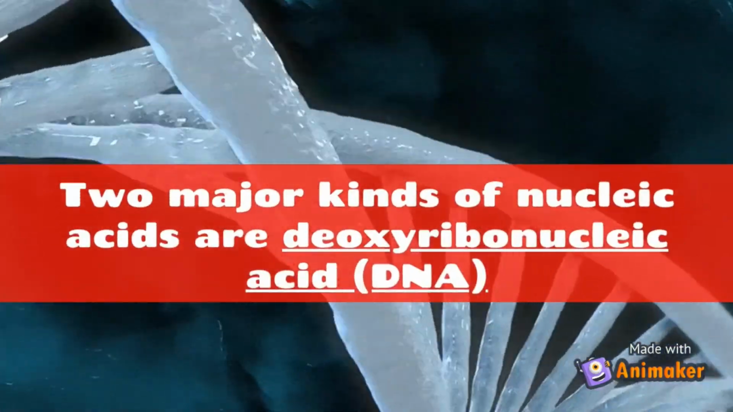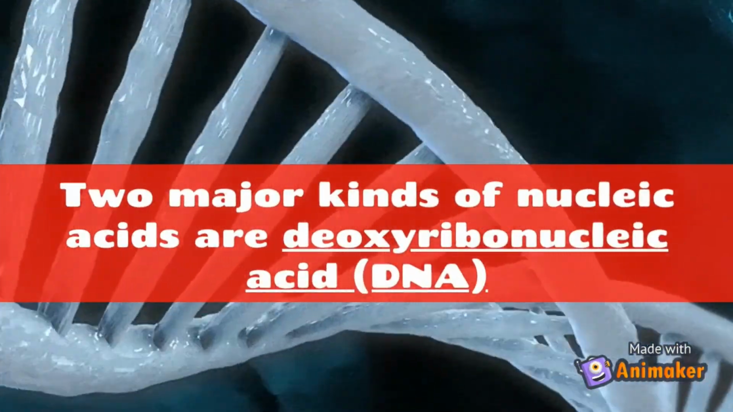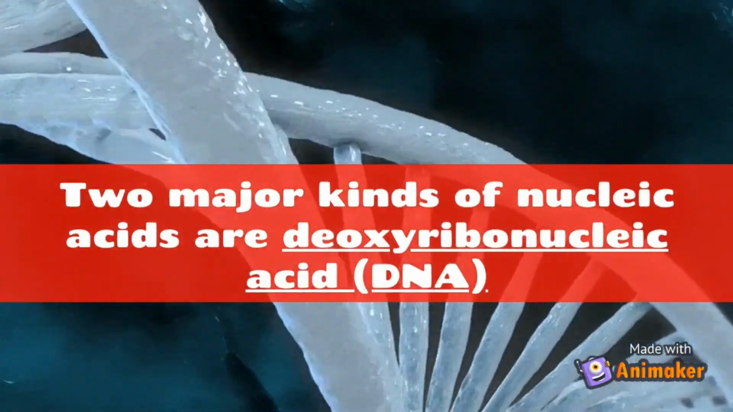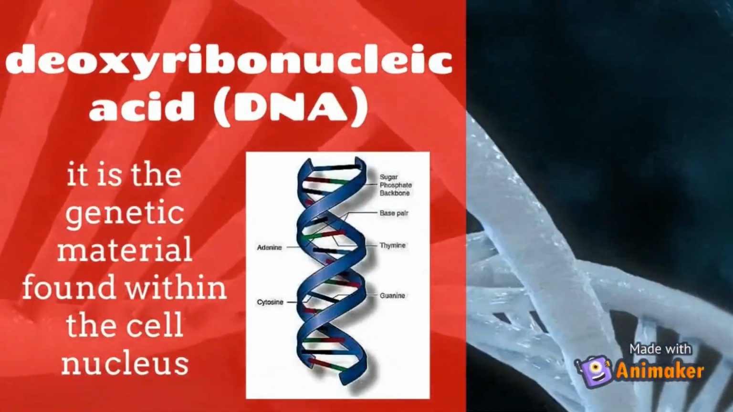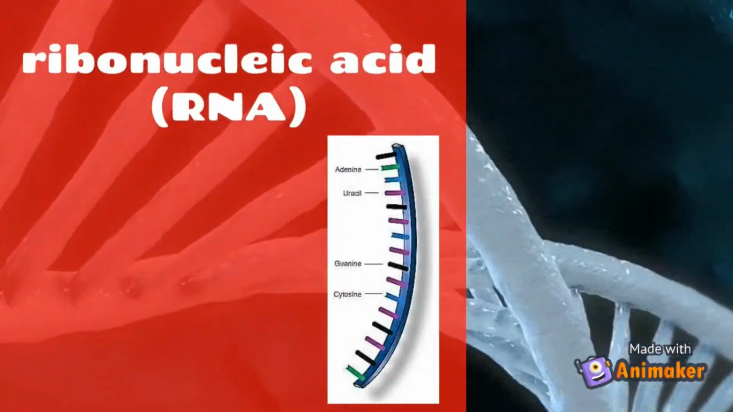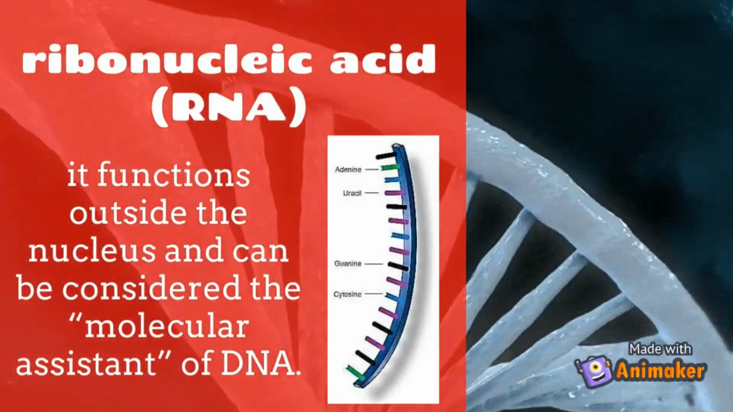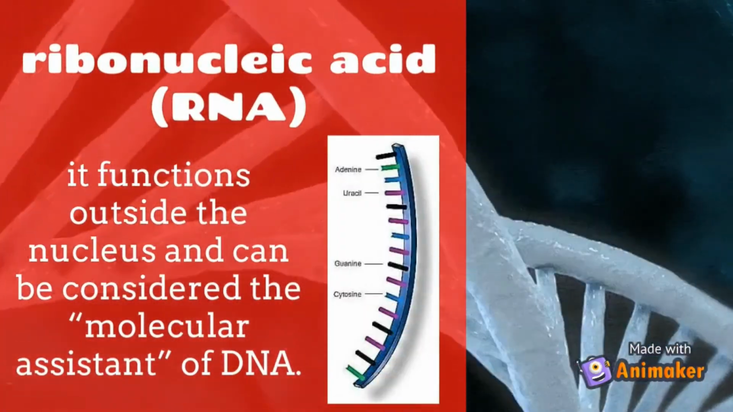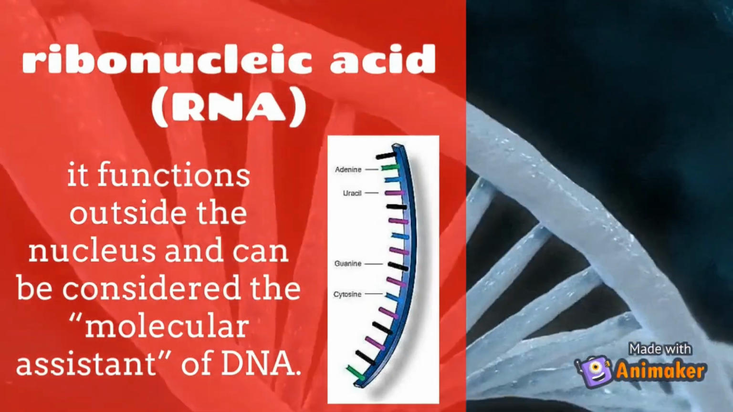The two major kinds of nucleic acids are deoxyribonucleic acid. It is a genetic material found within the cell nucleus. And ribonucleic acid. It functions outside the nucleus and can be considered the molecular assistant of DNA.